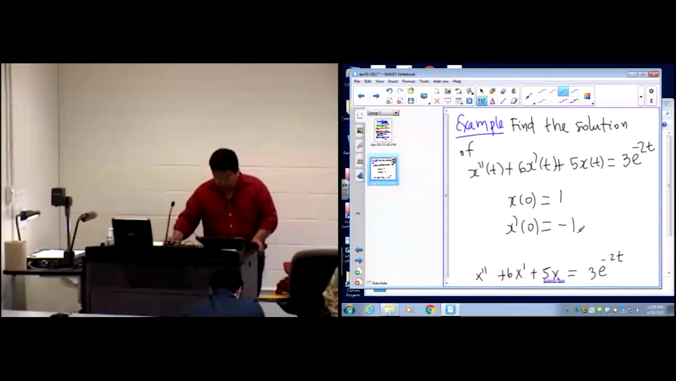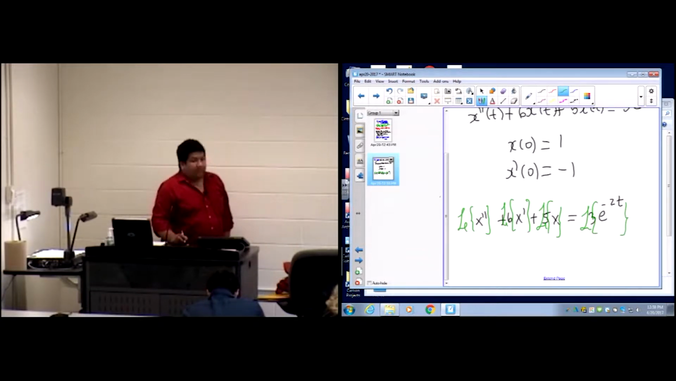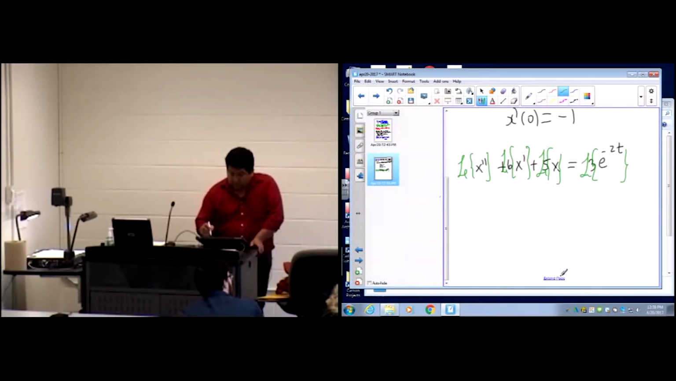That's the fancy L. Laplace transform is linear, so that means that we could really write here Laplace transform of x double prime, and then 6 times Laplace transform of x prime, and then plus 5 times Laplace transform of x, and then the right-hand side looks like 3 times Laplace transform of e to the minus 2t.